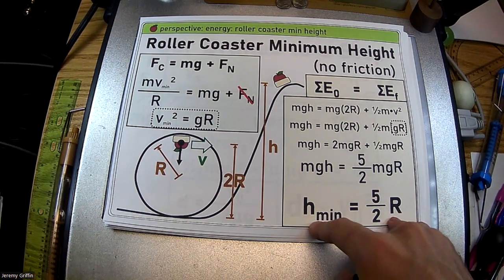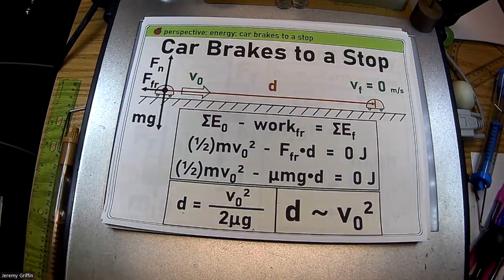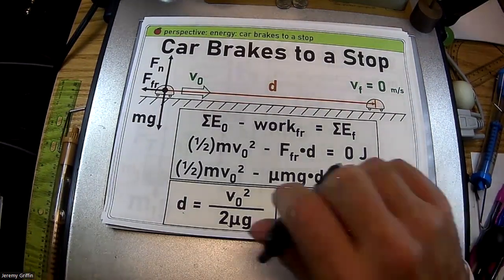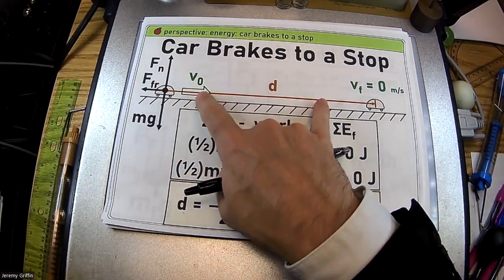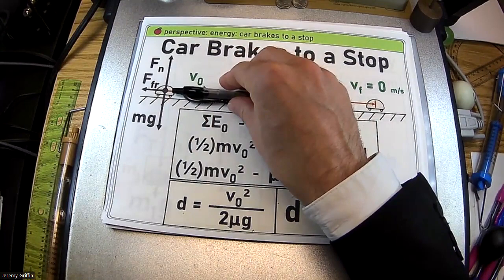Stay short of that, but no way does it ever get around. Car brakes to a stop. This is the classic open system that I was talking about before. I did go back and amend this poster a little bit. I offset this distance so it doesn't look like a force vector. It's not a force vector.